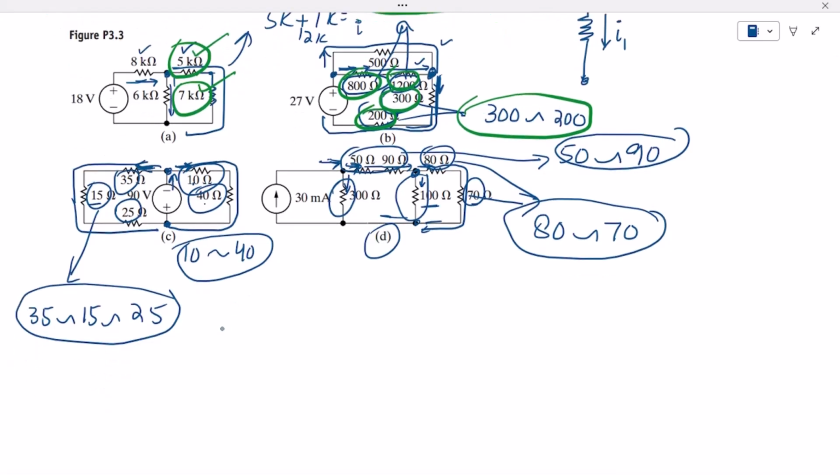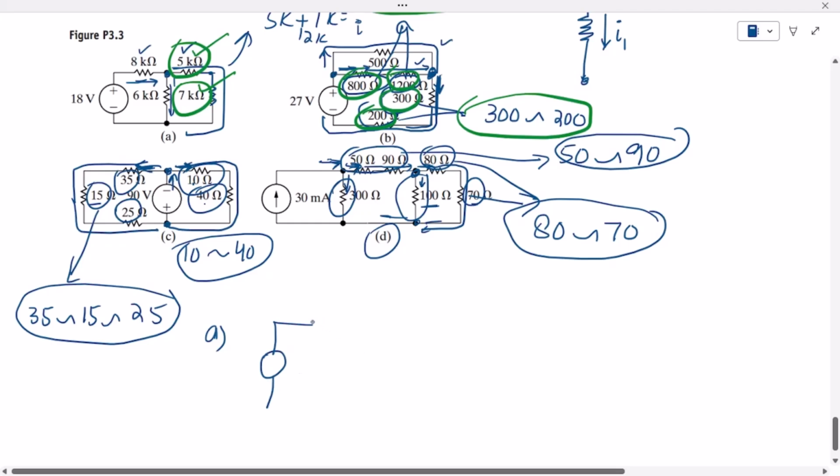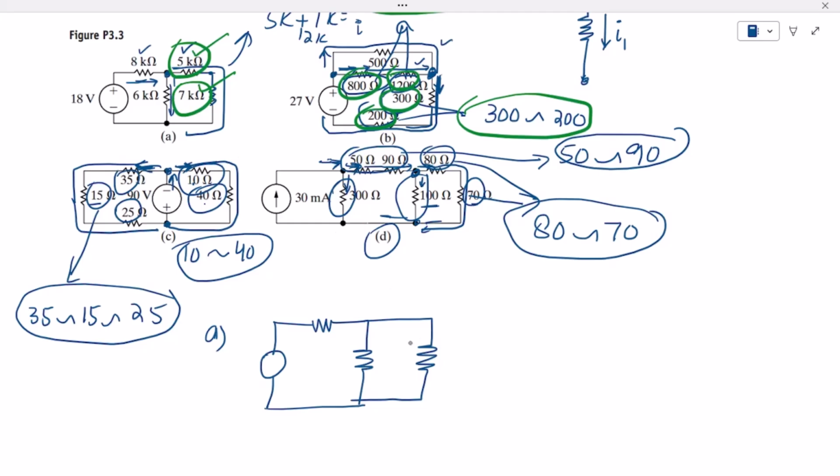So this is A. In A it will be this, and there will be only one equivalent resistance, this one, and the value of it will be 5k plus 7k. These two are in series, so it will be 12k. This will be 6k, it is 8k, and this is the same 18 volt source. So this is for part A.